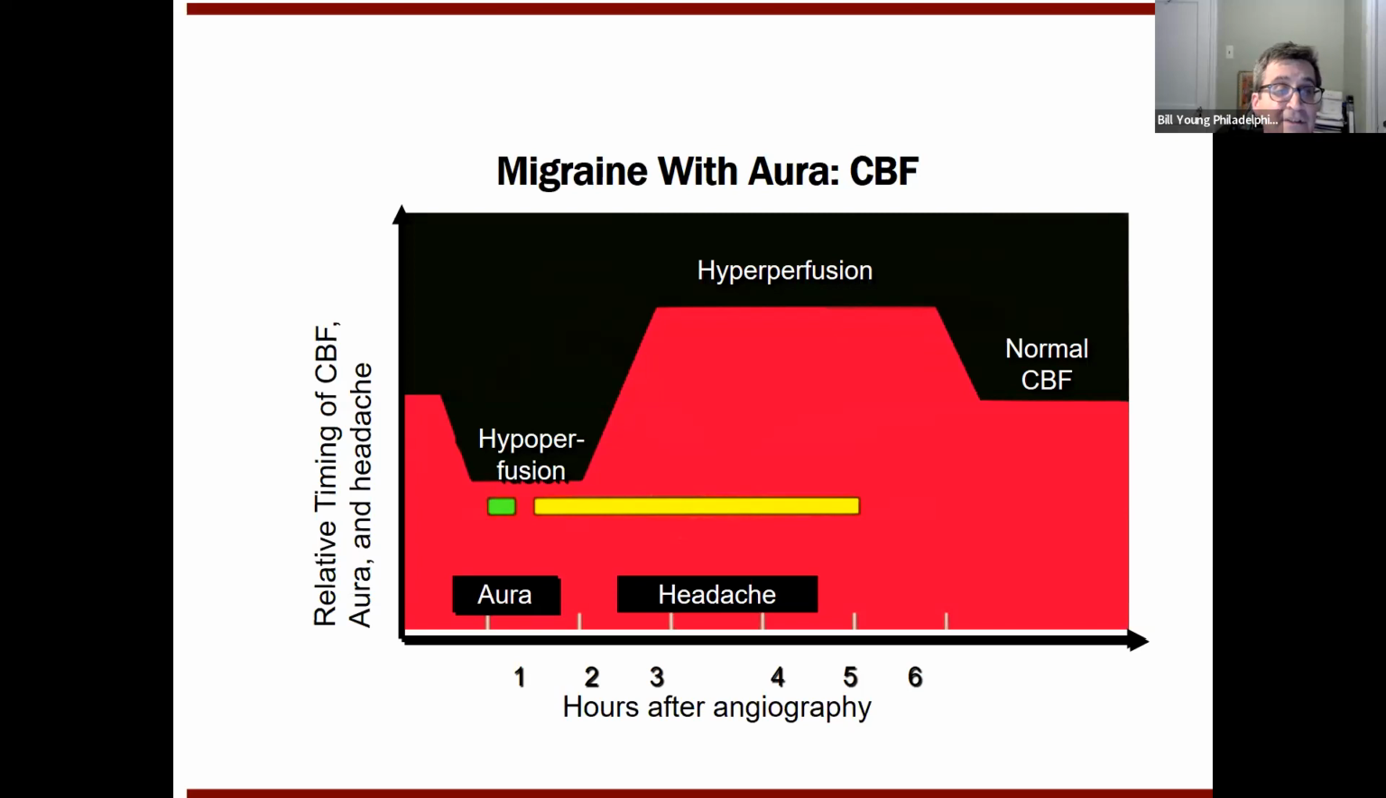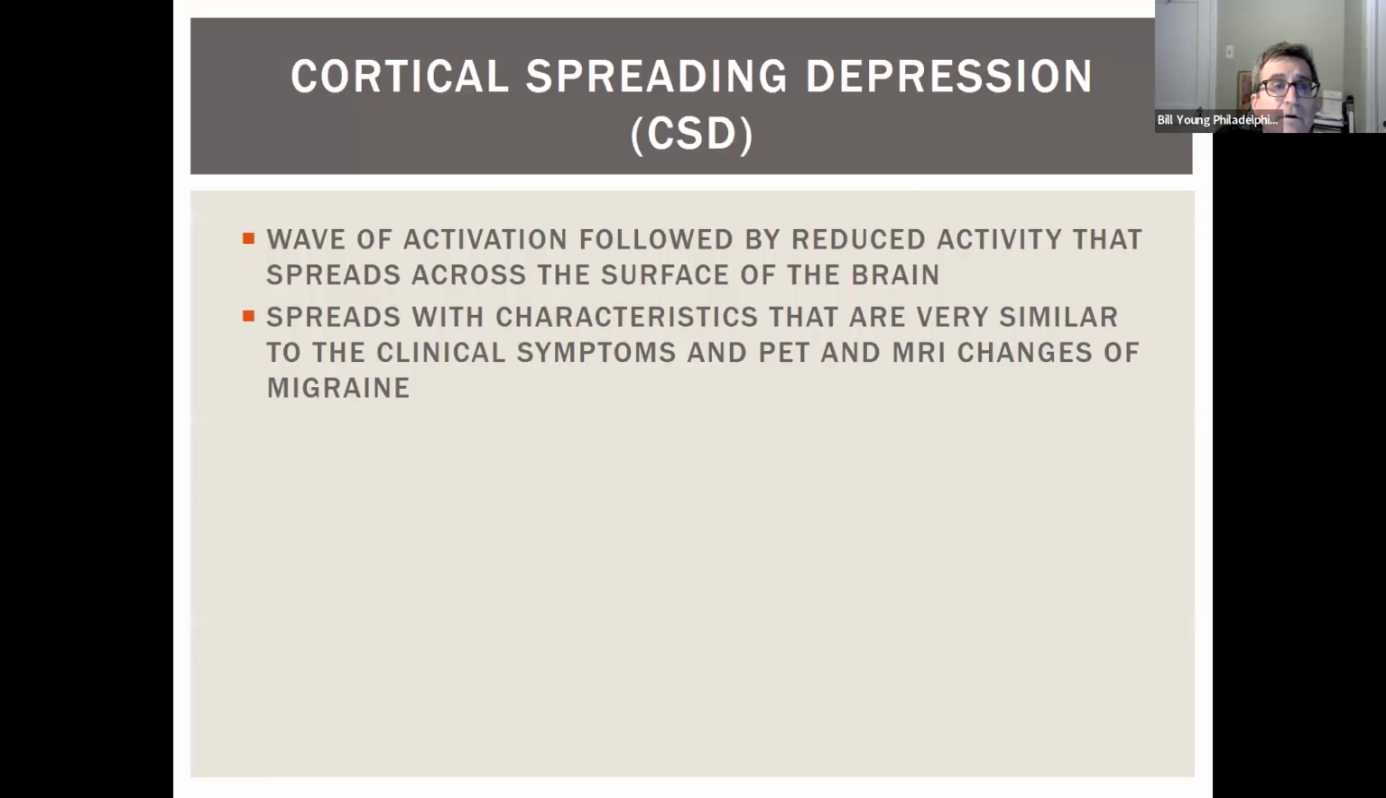The constriction occurs before and after the aura, and the dilation occurs after the headache has started, and continues on long after the headache is gone. The changes in the blood vessels are more or less incidental things, and they don't have anything to do with the symptoms of migraine aura.